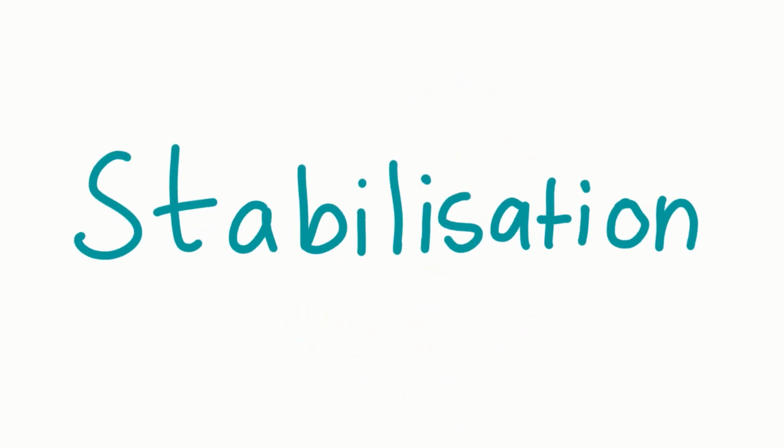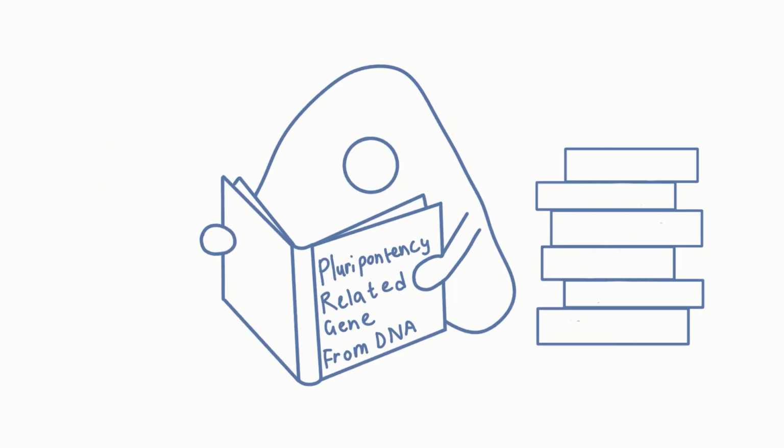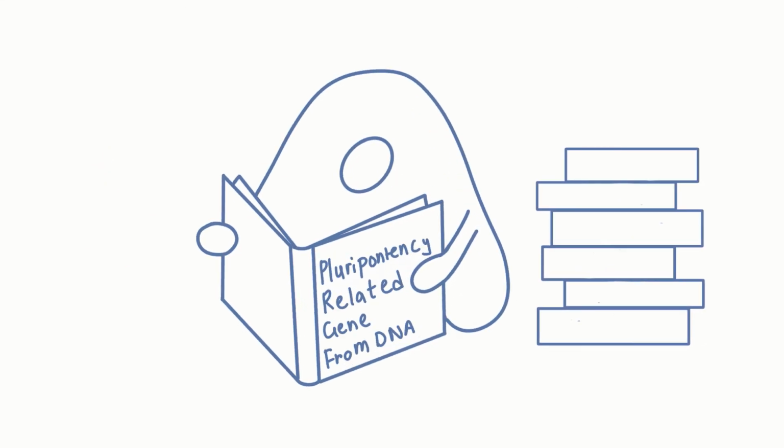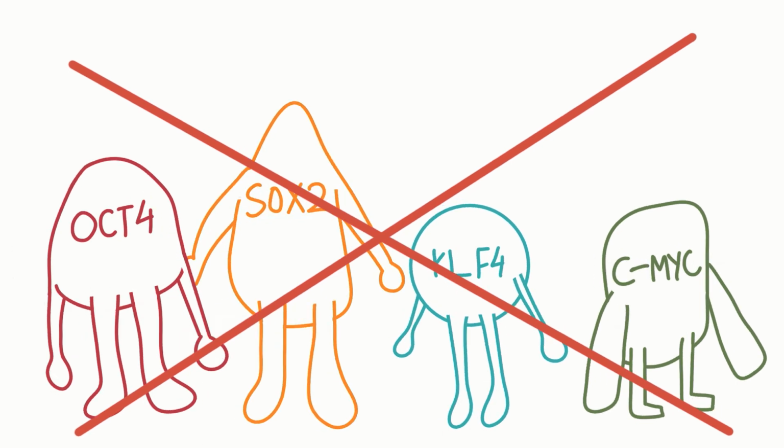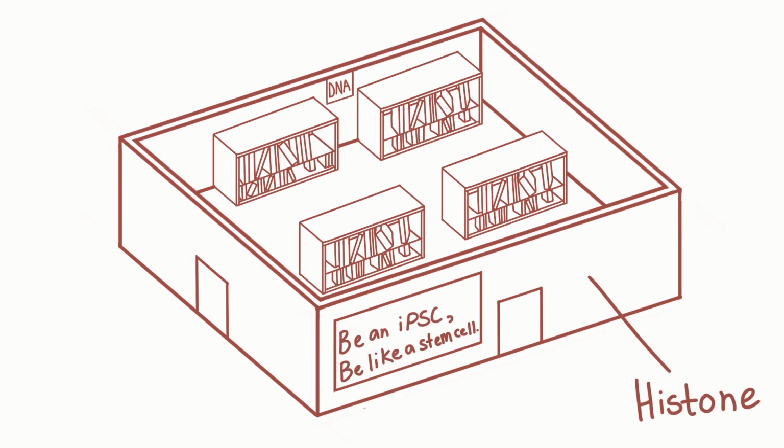The final stage is known as stabilization, and this is when another set of pluripotency related genes become active. OSKM are no longer required for the cell to remain pluripotent. Epigenetic changes occur that result in iPSC resembling stem cells.